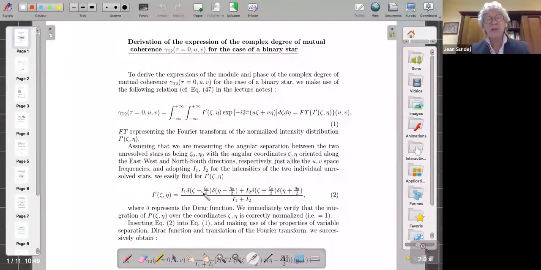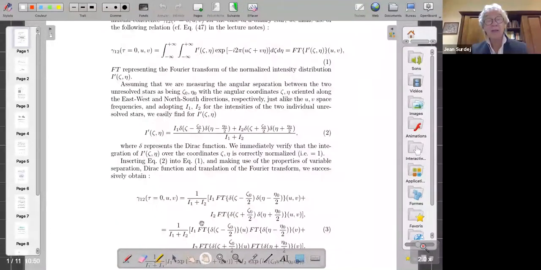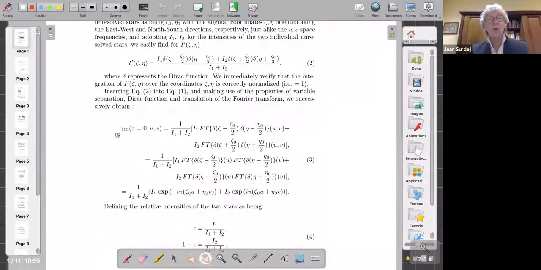What you do then, you insert this expression 2 in equation 1, and just making use of all the properties of the Fourier transform that were shown to you by Professor Desch and by myself, you can then get the following result. So we won't go through it now, but I just make use of the properties. And this is the expression we obtain.